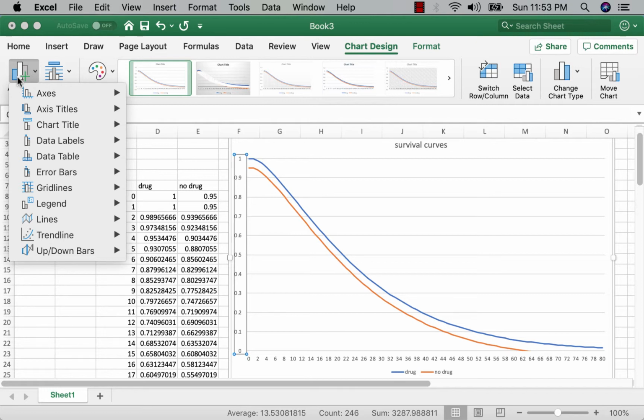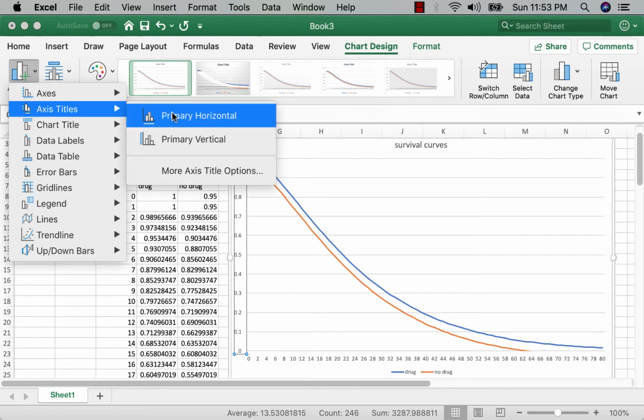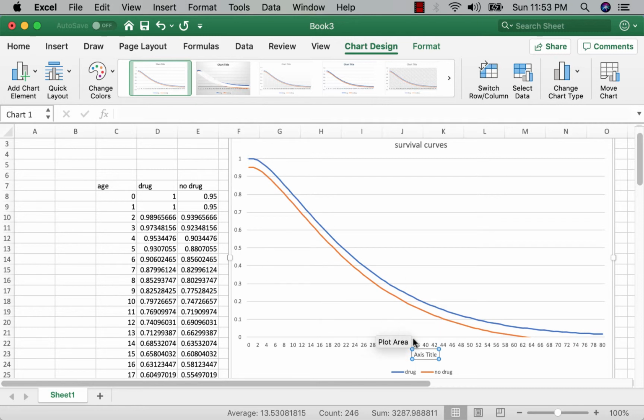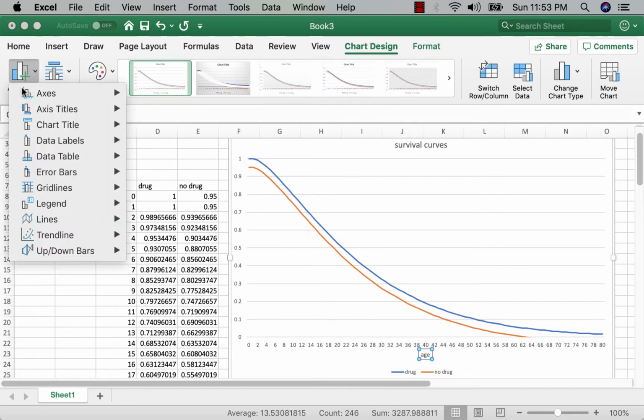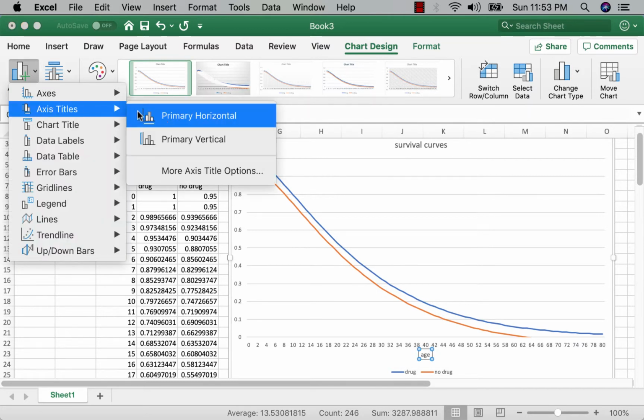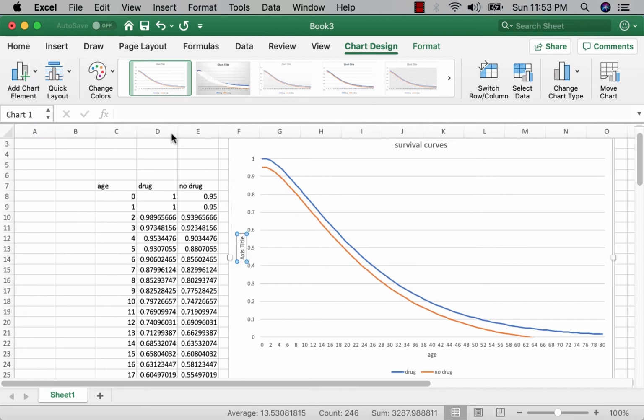The no drug cohort, without the drug, that whole cohort's going to die off by about age 63. See where that orange line hits the x-axis, age 63? That's the life expectancy without the drug. With the drug, still between 1 and 2% of them are still alive at age 80, but not without the drug. Let's label the axes here.